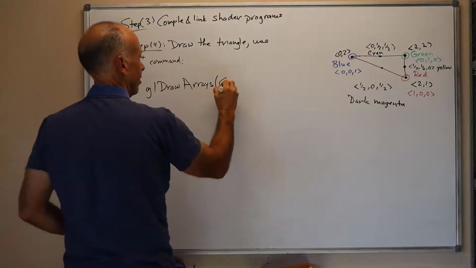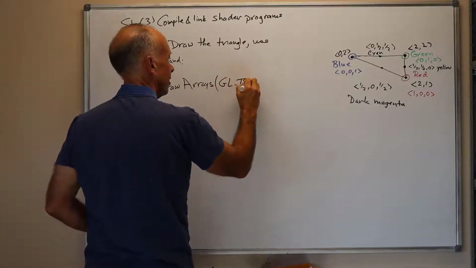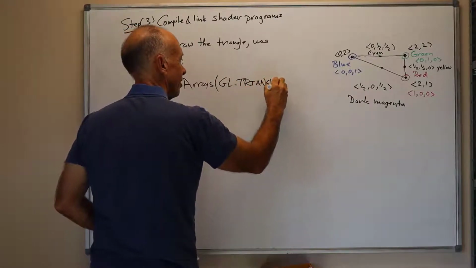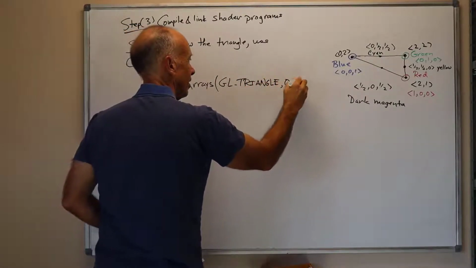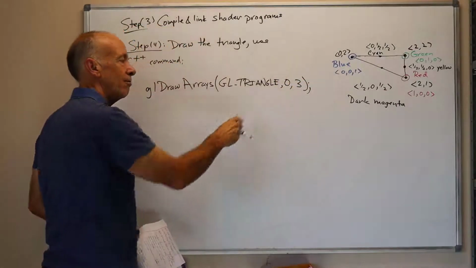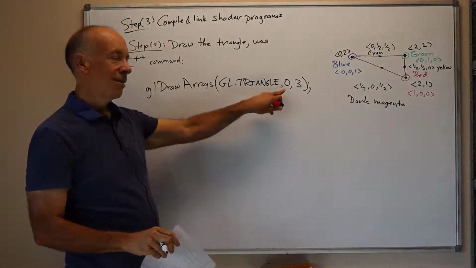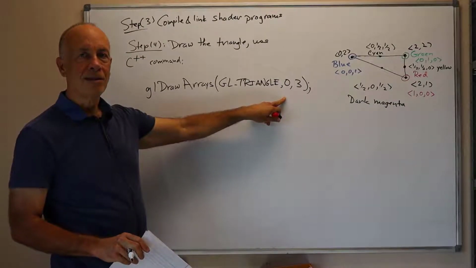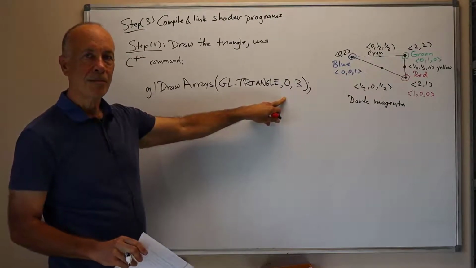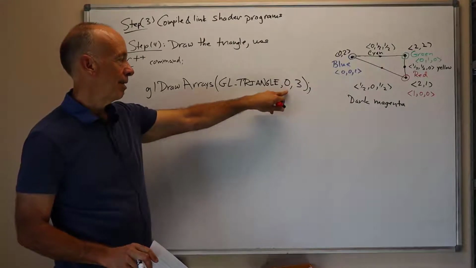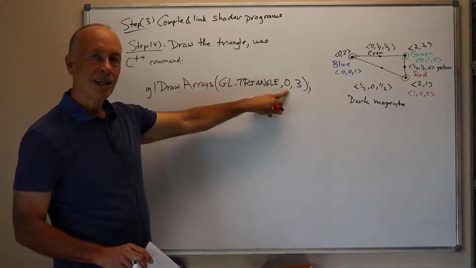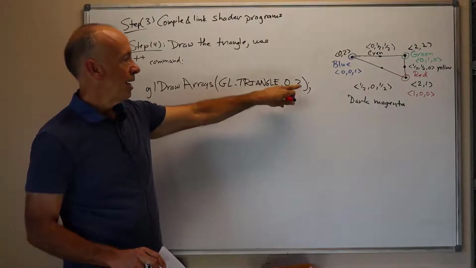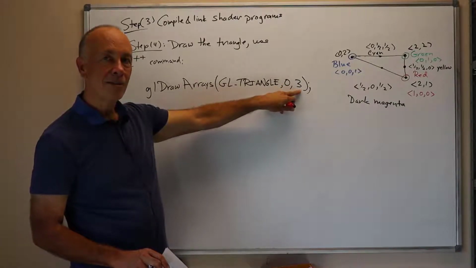So with the option here, GL triangles, we've only got one triangle, but we can still use GL triangles. And we pass 0, 3. And 0 means start with the vertex number 0 in the array of data that was uploaded to the GPU. So with the GL buffer data command, we uploaded some data. The first vertex in that is vertex number 0, and we start the triangle with vertex number 0, and we use a total of 3 vertices.